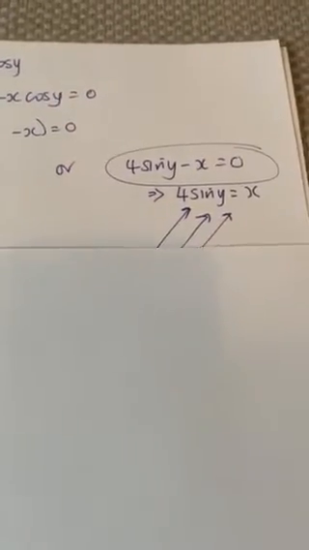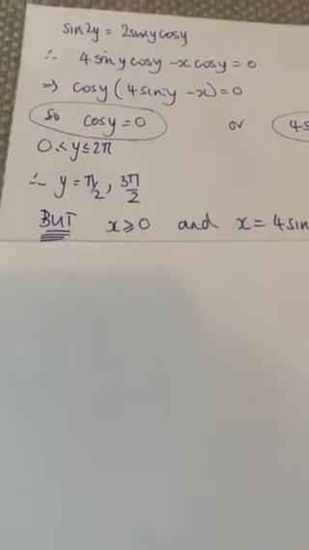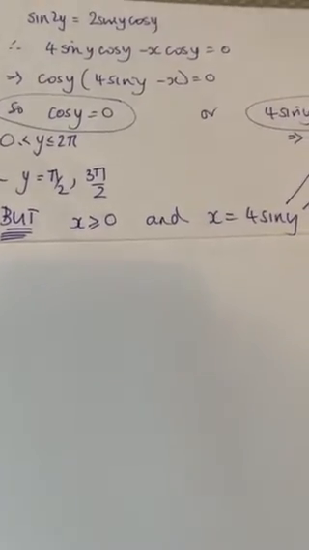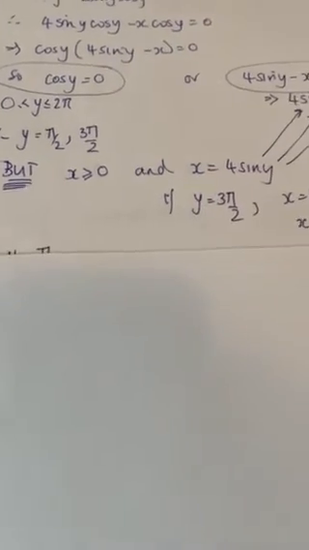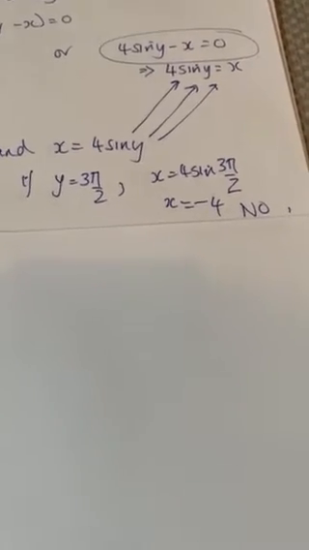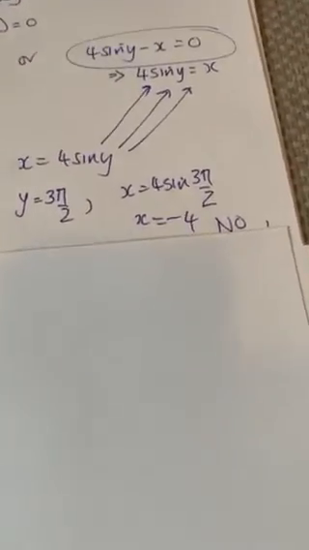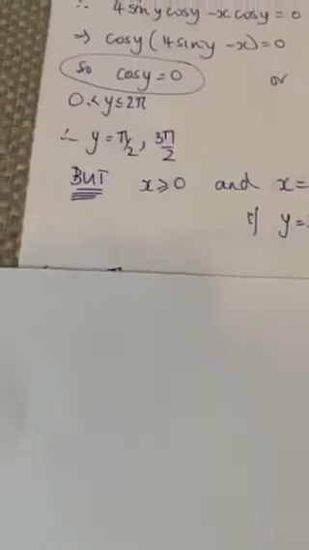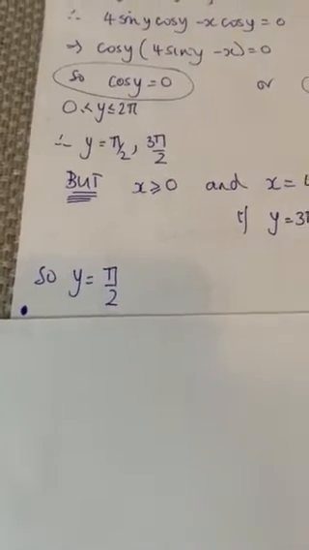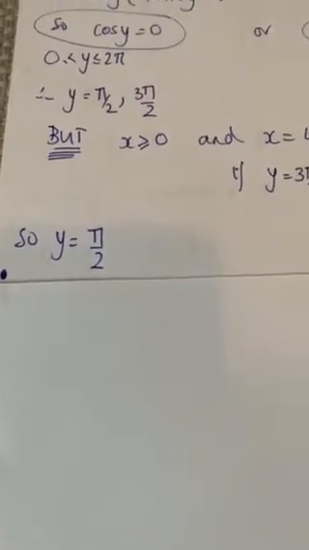But I'm well aware x can't be negative. So I go back over to this bit here, which I know, and if y is pi by 2, everything's fine. But if y is 3 pi by 2, x becomes 4 lots of the sine of that, which is negative 4. X can't be negative 4. The question tells you x is positive. So your only answer from cos y equals 0 is y equals pi by 2.